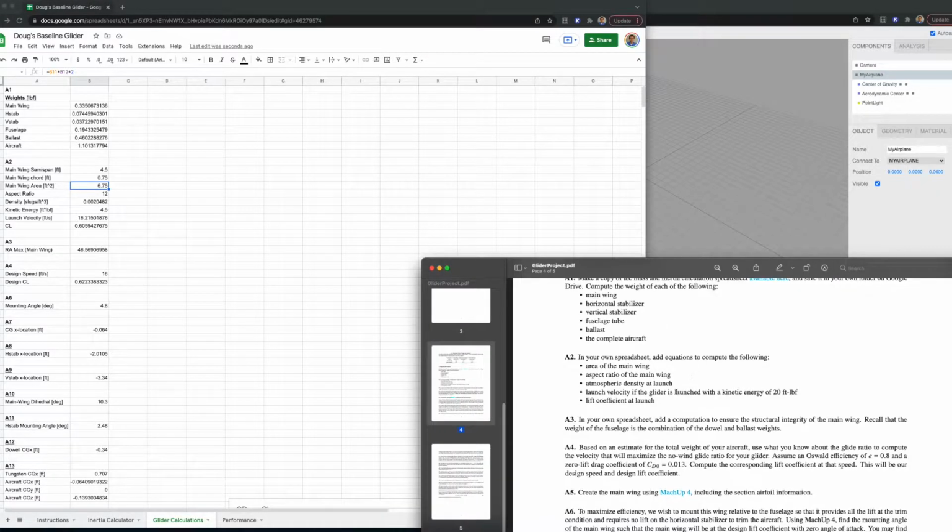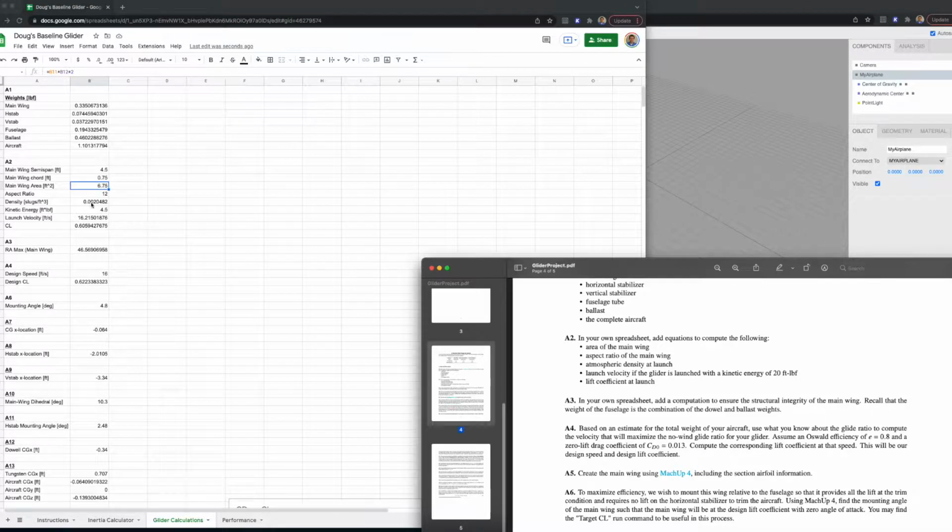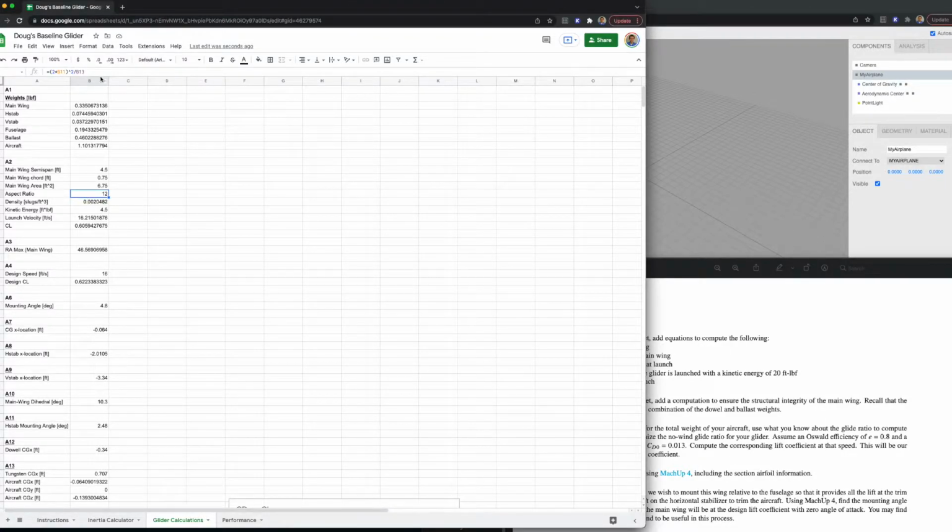Okay, the aspect ratio of the main wing is just b squared over S. So I'm going to take the span, which is 2 times 4.5, so I've got 2 times B11, which is that 4.5. And I square that and divide it by the area, which I just previously computed there. So we get an aspect ratio of 12. All right.